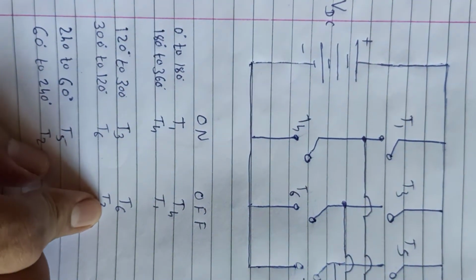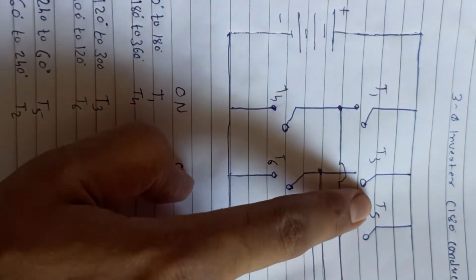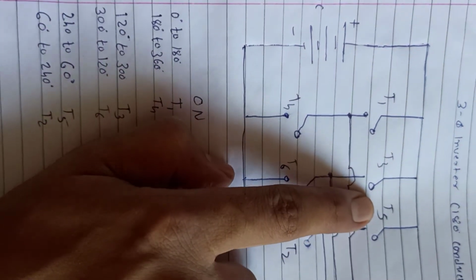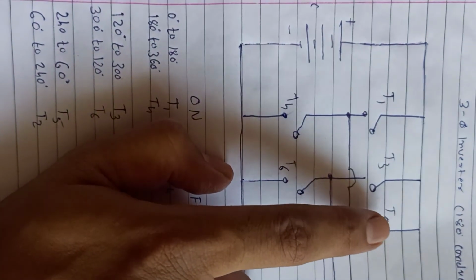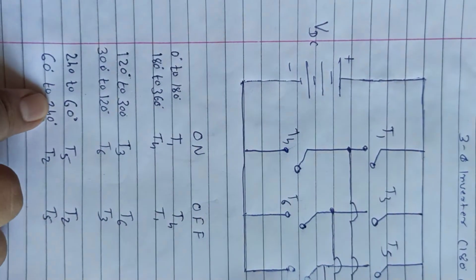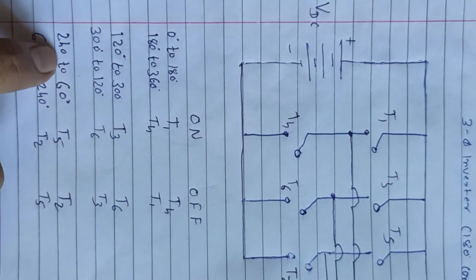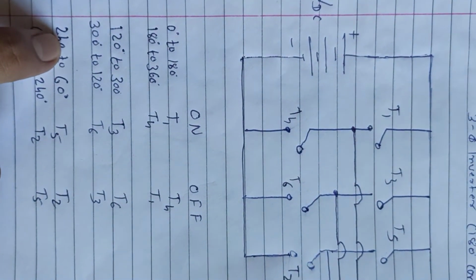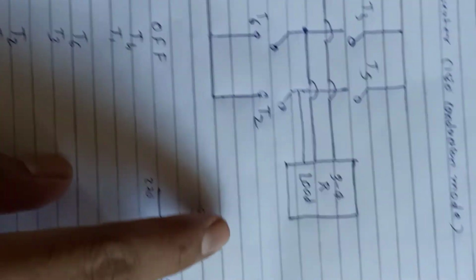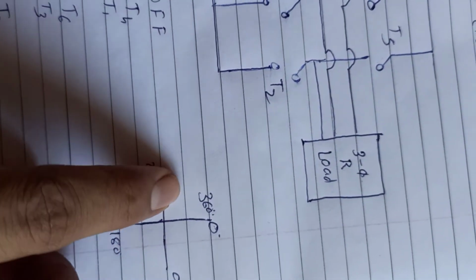clear? So now T5 turns on at 240 degree. So from 240 to 60 degree, if you add 240 to 360, see, 240 degree is somewhere here.